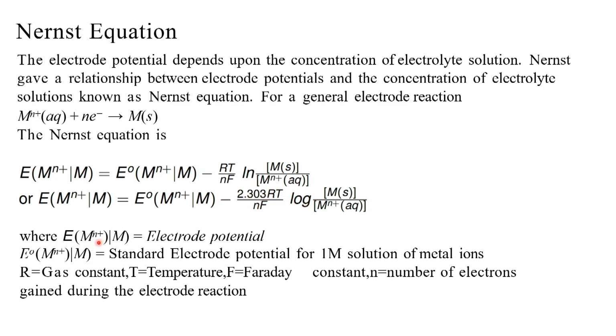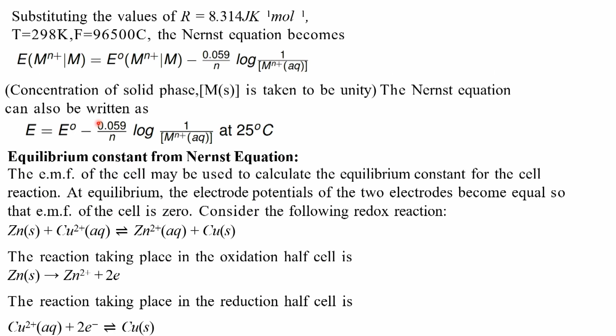Where E(Mn+/M) is known as the electrode potential and E°(Mn+/M) is known as the standard electrode potential for a 1 molar solution of metal ions. R is the gas constant, T is the temperature, F is the Faraday constant, and n is the number of electrons gained during the electrode reaction. So n is the number of electrons in the redox reaction.